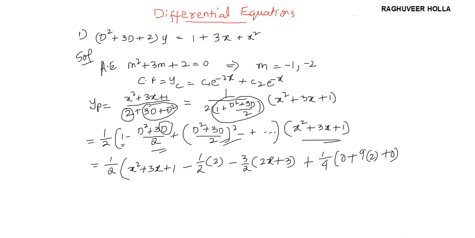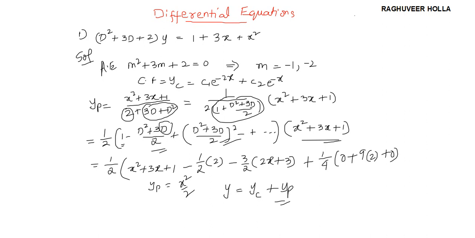Now if I try to simplify further, this whole term, yp, would be x square by 2 and so on. Please look into the answer, the result also, you get the same thing. So y is equal to yc plus yp, and that is the solution of the differential equation. Let us waste no further time and look into the next problem.